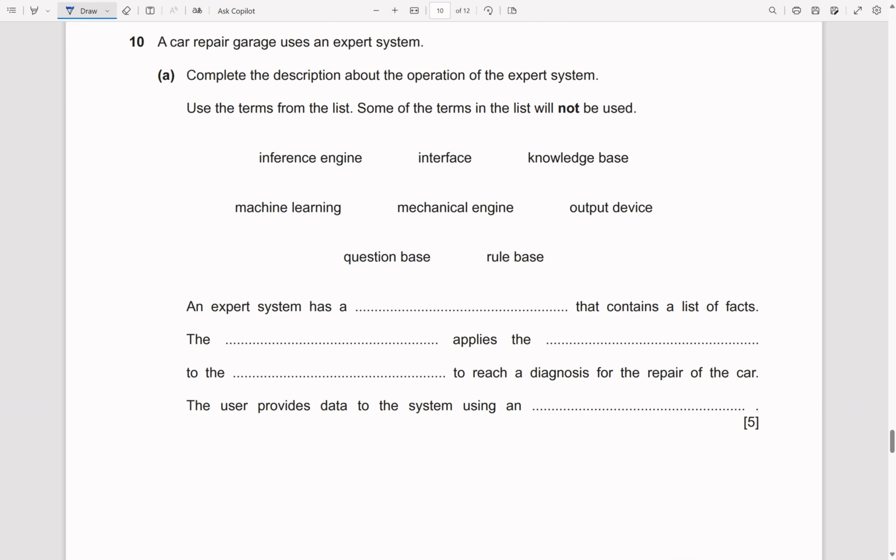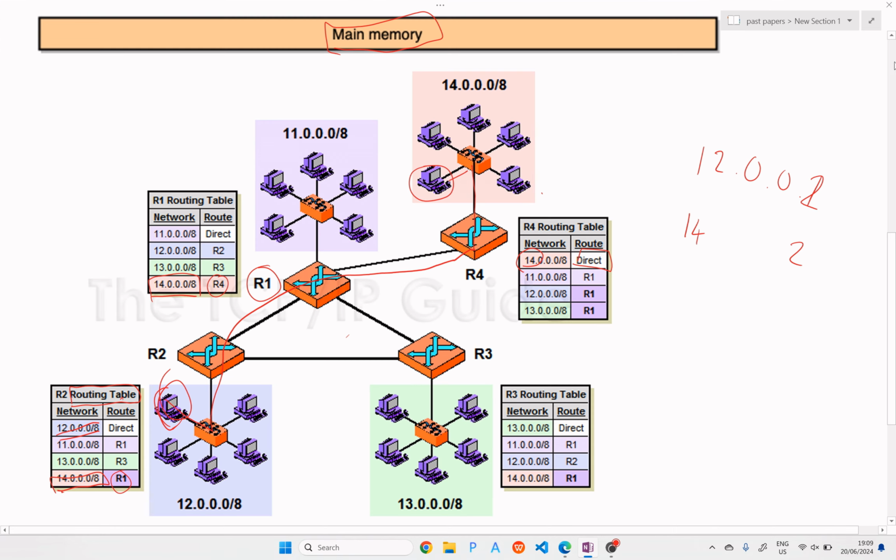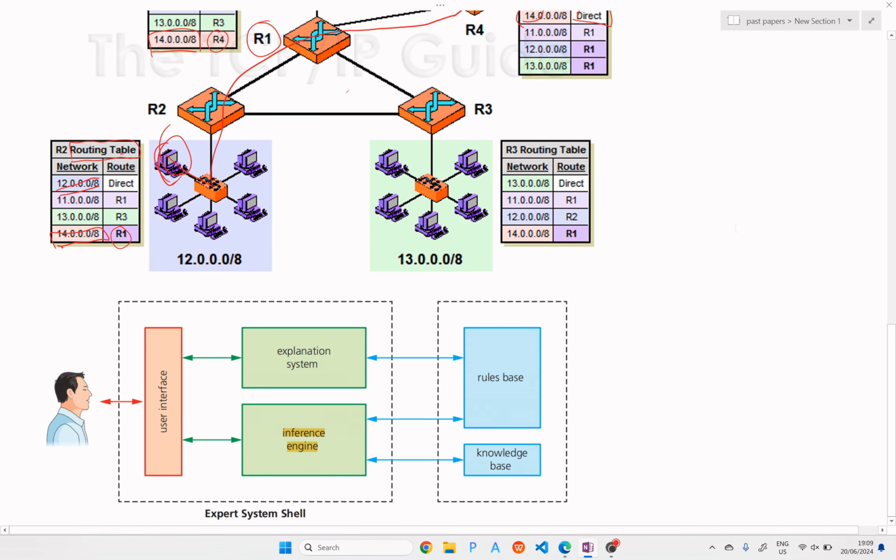Right, next one. A car repair garage uses an expert system. Complete the description about the operation of an expert system. Okay, I do have another picture for this just to explain how it works, and this was also in the previous paper. We've got this human here, this guy.